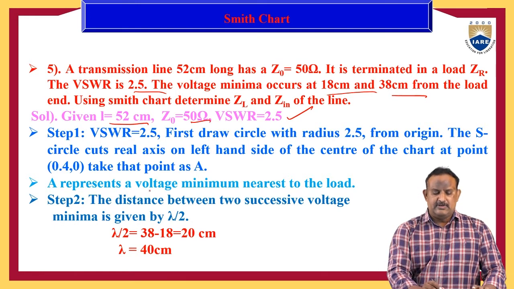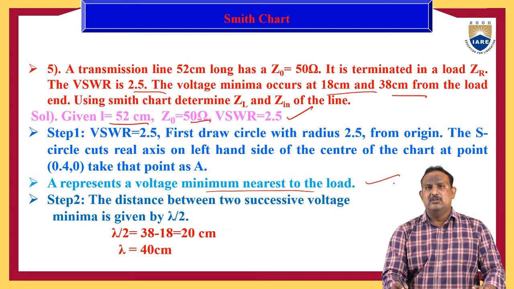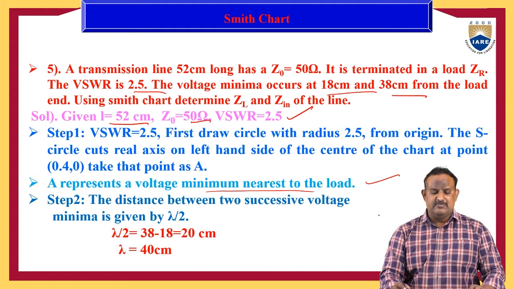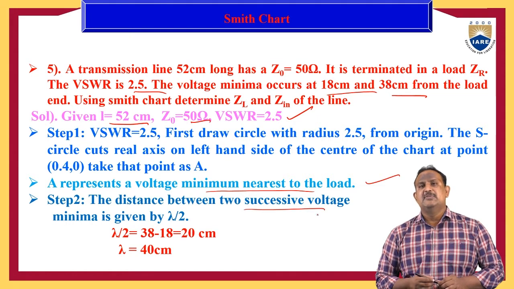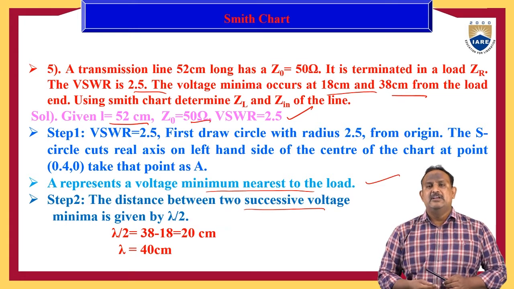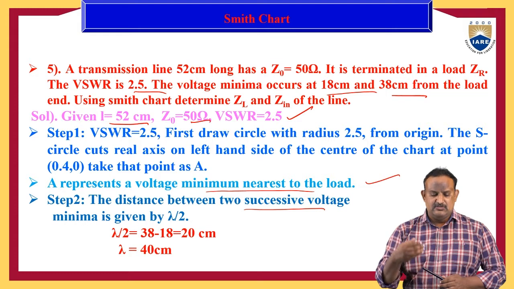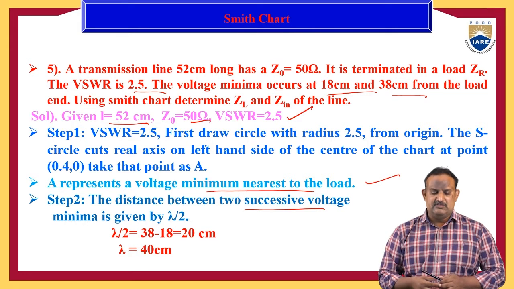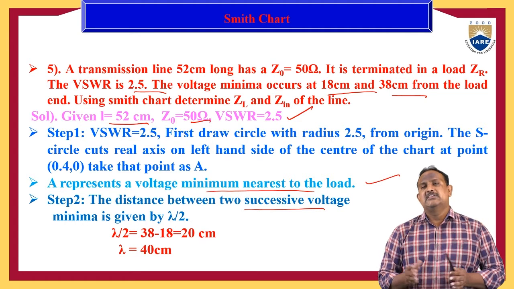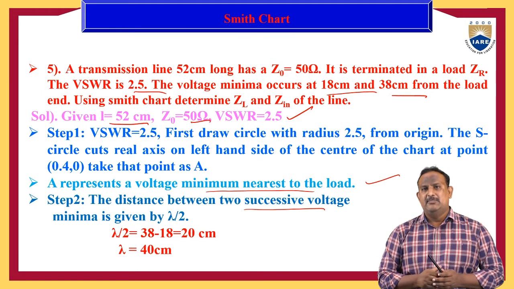Now A represents a voltage minimum nearest to the load. Next we need to find out the distance. The distance between two successive voltage minima is given by lambda by 2. The distance between a voltage maximum and minimum is lambda by 2, because these two are exactly opposite to each other.